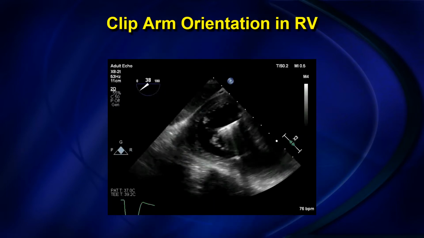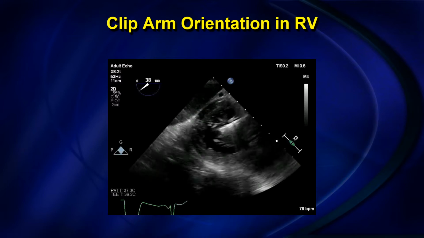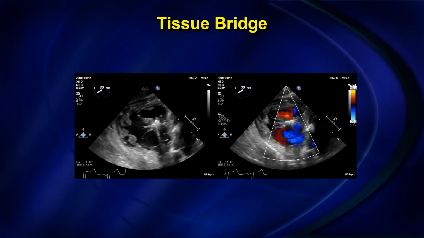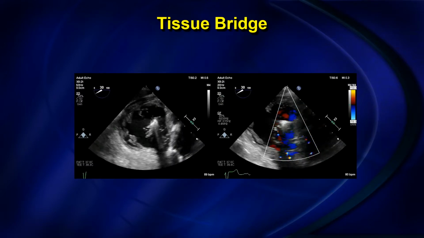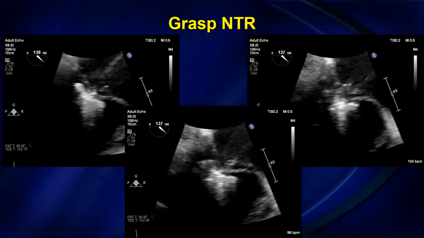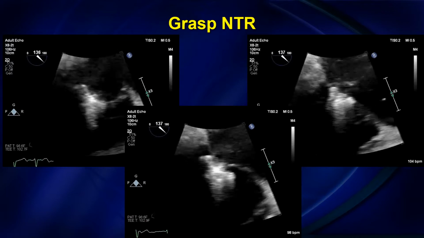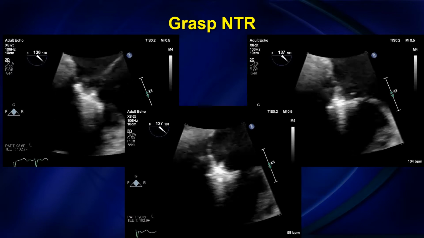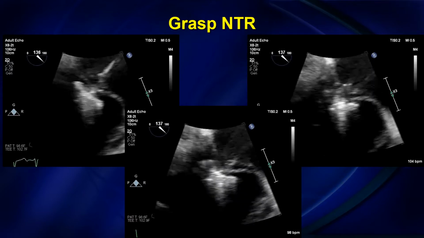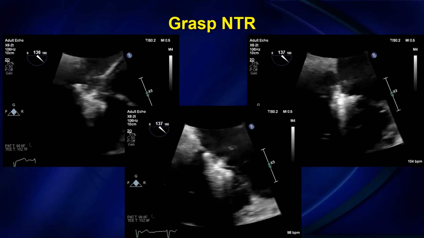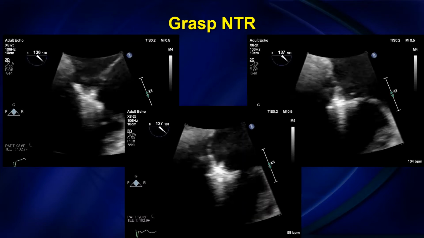This view is also helpful in clip arm alignment and positioning of the clip along the commissures. We also use this view to confirm a good tissue bridge once the clip is closed. Ideally, we like to visualize the leaflet grasp from the esophageal windows, typically in a long axis view or grasping view. Here we see an NTR clip being used. The leaflets are seen resting deep into the clip arms, and a grasp is performed with relatively high confidence.